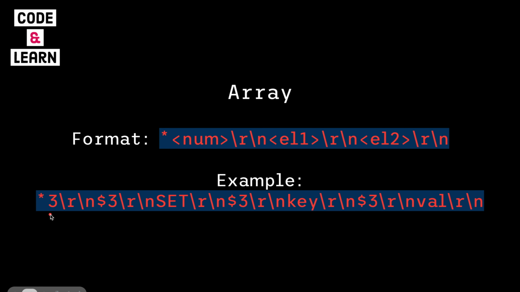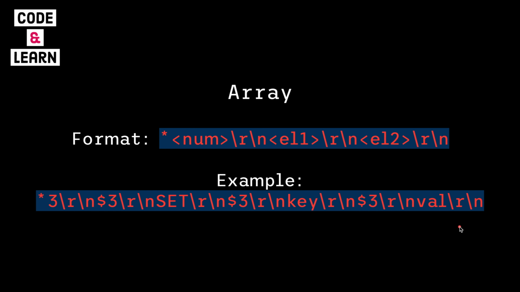So we start with an asterisk, then 3, terminator. Next up, the first element in the array is a bulk string. So we have $3, which tells us the bulk string has 3 characters. So we have SET here, then another bulk string of length 3, which is key. Then the third and last element is another value, so a bulk string of 3, and then the end of the array.